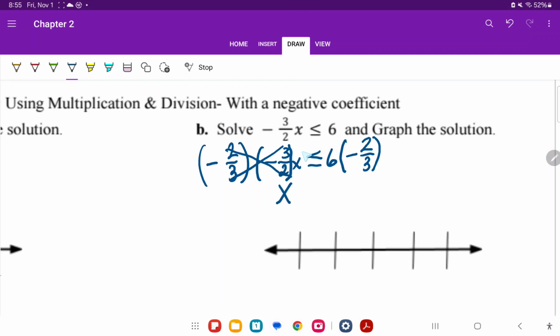And then, Carmen, what do I do with this inequality right here? So like over here, I had to flip it around. That's the same thing we're going to do right here. We're going to flip the direction of that. So right now it's less than or equal to, but if we switch it around, it's going to be greater than or equal to.